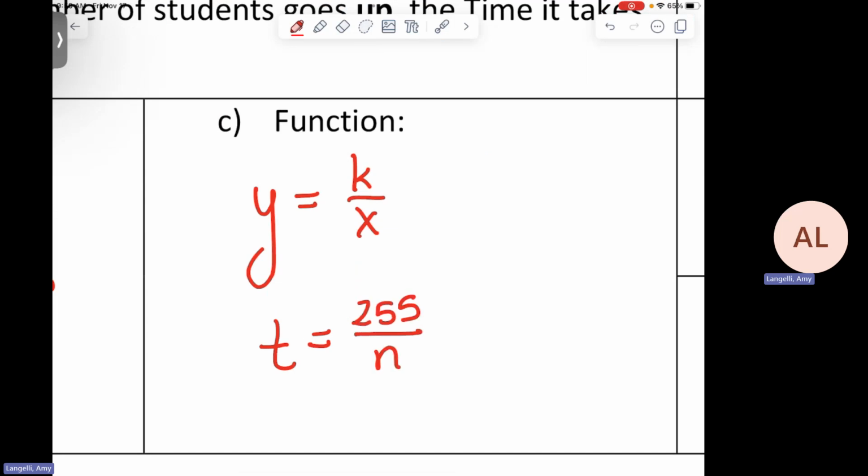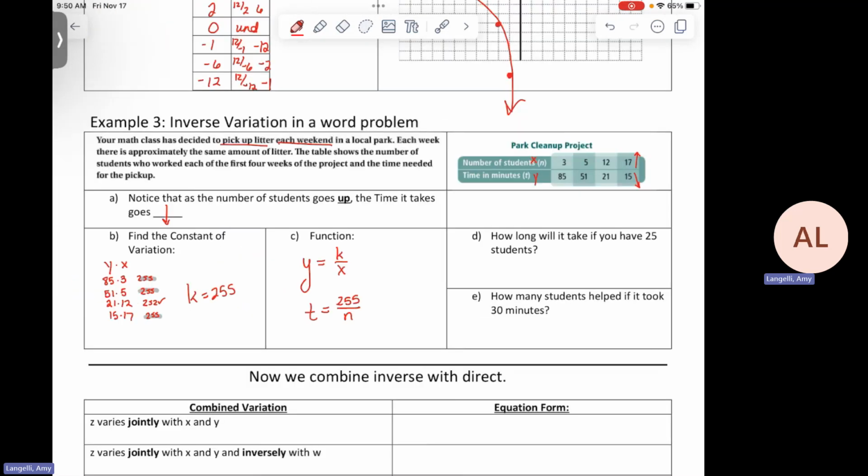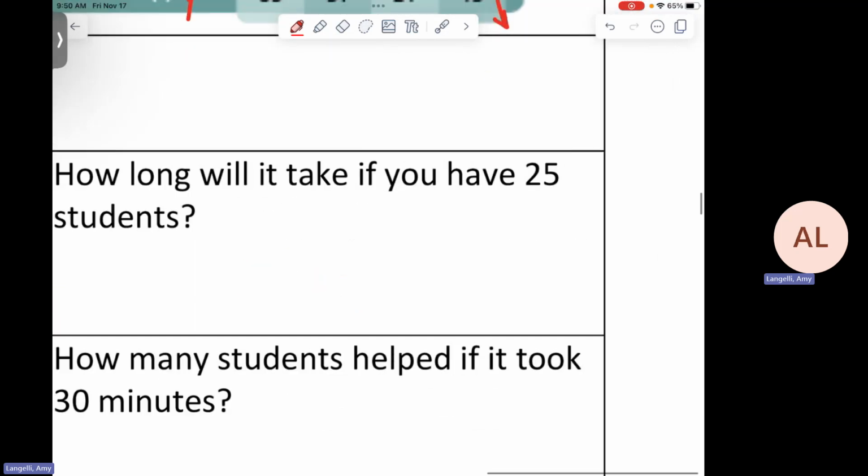So time, and then you divide. I hope that makes sense, like the time divided amongst the students. How long if you have 25 students? So what will we put 25 in for? Do you guys think we'll put 25 in for n or for t? For n, because it's students. So t equals 255 divided by 25.